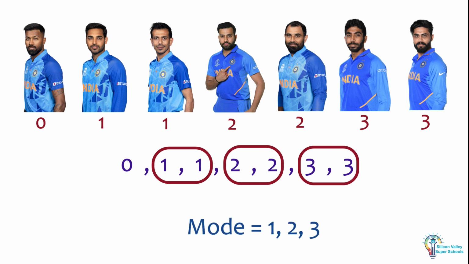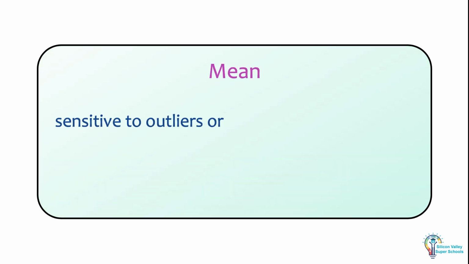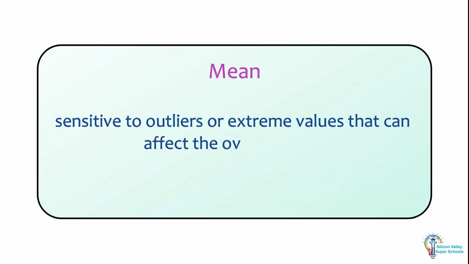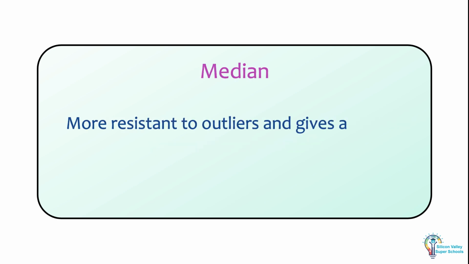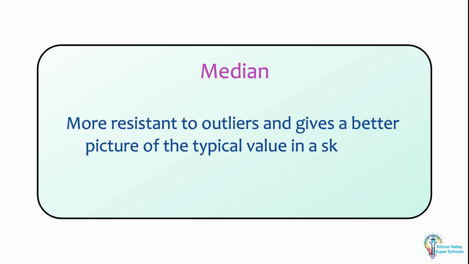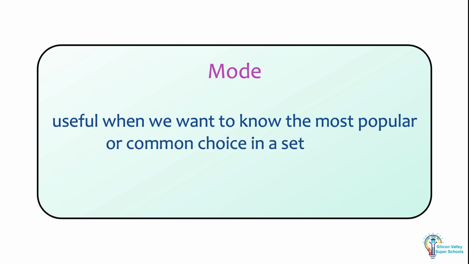So we have learned that the mean, the median and the mode are different types of averages that can be used to describe a set of numbers. Each one of them has its advantages and disadvantages depending on the situation and the data. For example, the mean is sensitive to outliers or extreme values that can affect the overall result. The median is more resistant to outliers and gives a better picture of the typical value in a skewed distribution. The mode is useful when we want to know the most popular or common choice in a set of data.